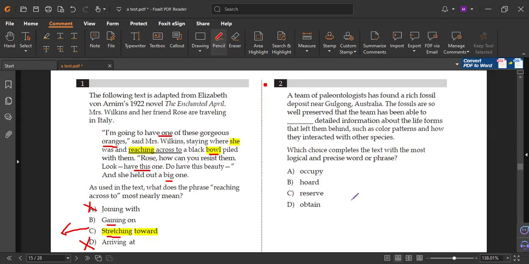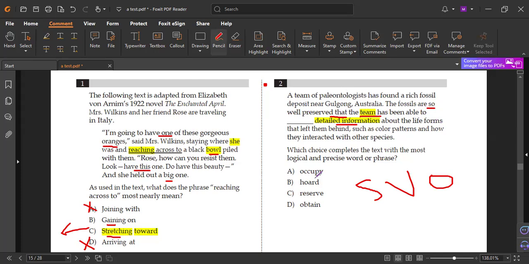Let me help you. He said here the team has been able to do what? So the team is the subject, this is the verb, and this is the object, as we agreed before. Find the subject, find the verb, find the object to help you. So the team is going to do what with the detailed information about the life forms? Because the fossils are so well preserved, remember, cause and effect, the team has been able to do something. To do what with the detailed information?